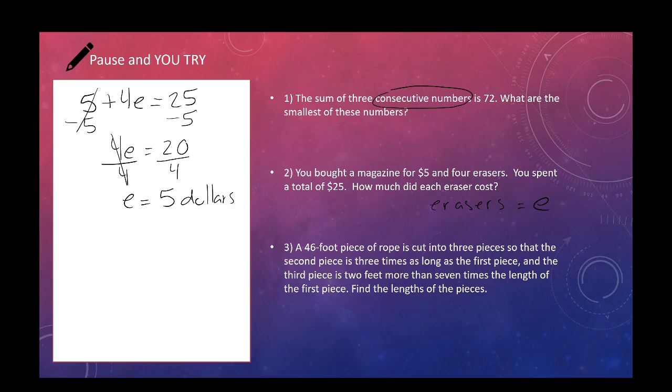Okay, so whenever you're looking at a problem that's talking about purchasing something, remember, take the price of one thing, add it to the price of the second thing, add it to the price of the third thing, however many things you buy, and then equals your grand total. In this case it was 25.